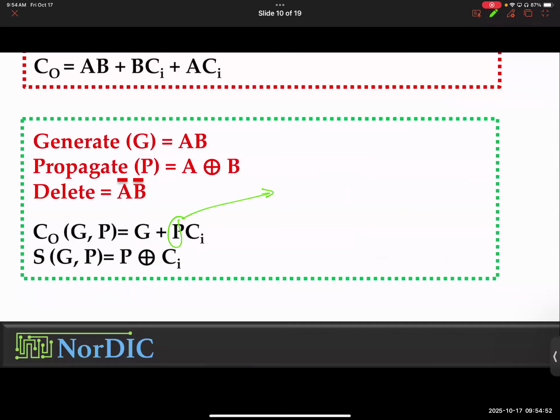What was P? Quickly, it's written here, A XOR B. Is there any C in the propagate signal? No. Is there any C in the generate signal? No. You have singled out the carry input in just one variable, CI.